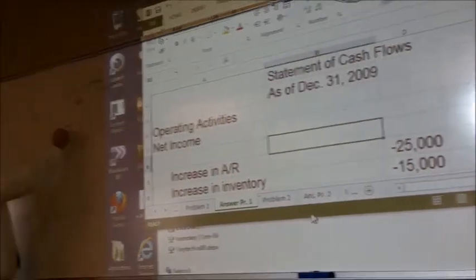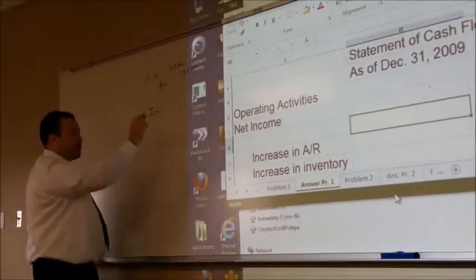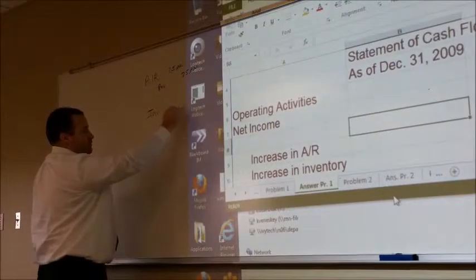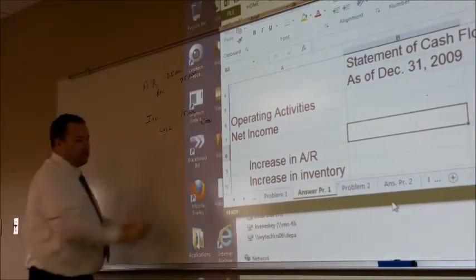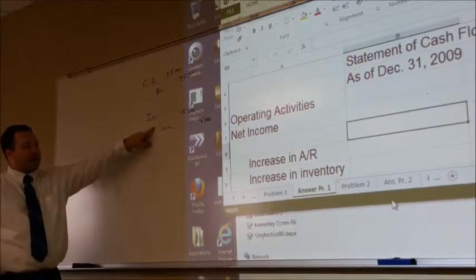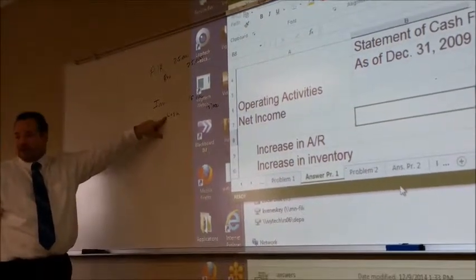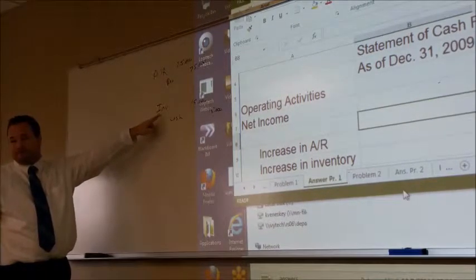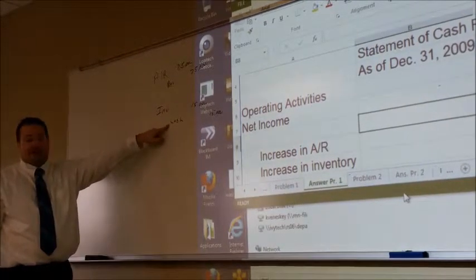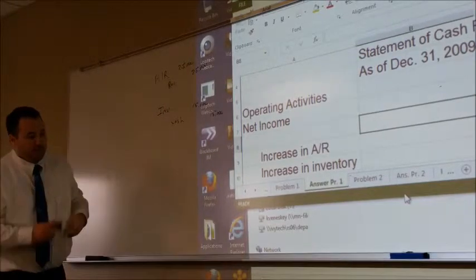And remember why, back to our two questions. If inventory goes up by $15,000, this isn't showing up anywhere in my net income to make it look like I paid money. My net income doesn't show either of these two accounts. But I really did spend money, so I need to show it here.